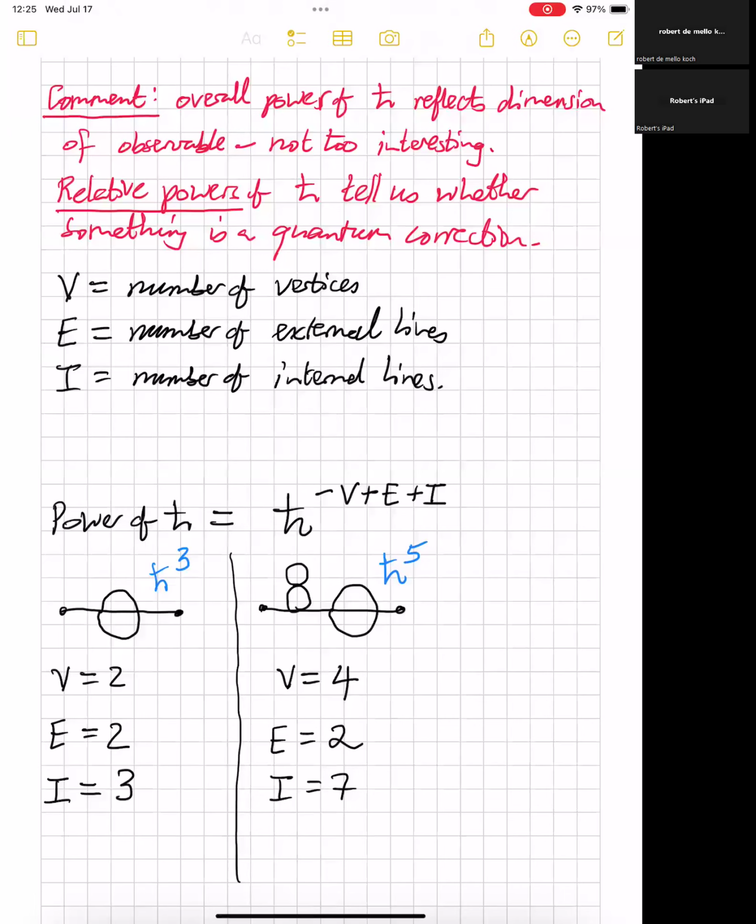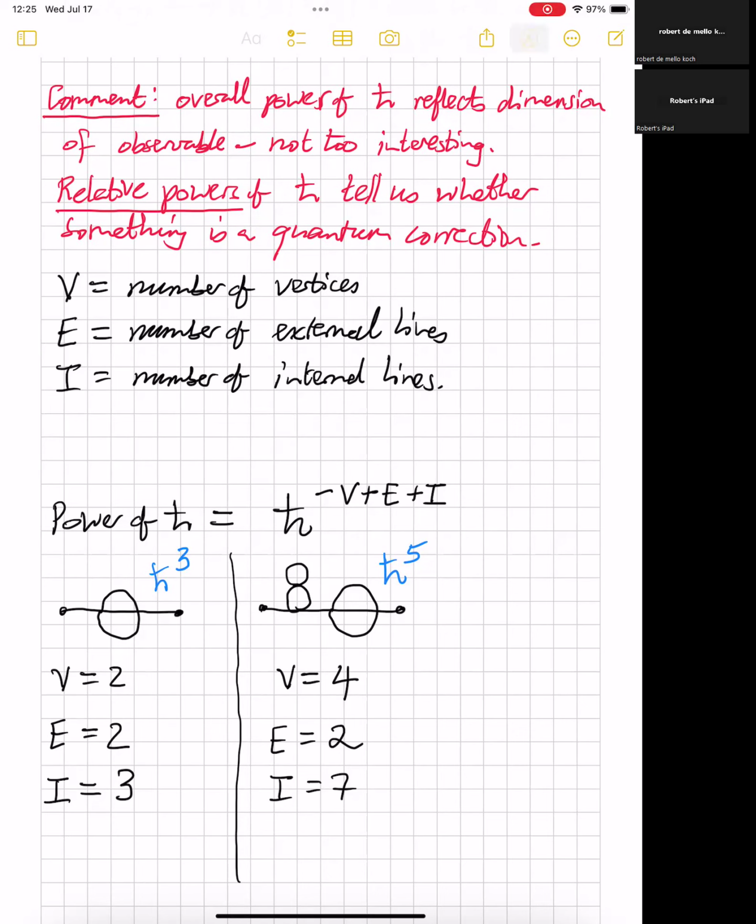Okay, so what have we been doing? We've been restoring the H bar dependence into all of the formulas that we're working out. And if you remember, we said that the overall power of H bar simply reflects the dimension of the observable we're looking at. So that's not very interesting. What is much more interesting is relative powers of H bar. And that tells us whether something is a classical term or a quantum correction. So that's what makes it interesting.